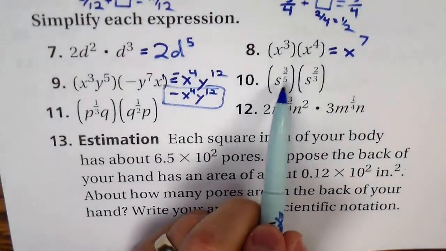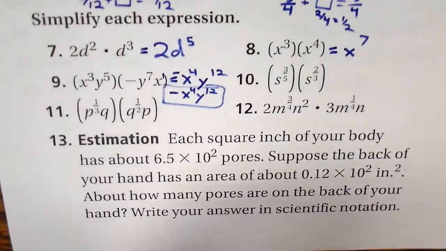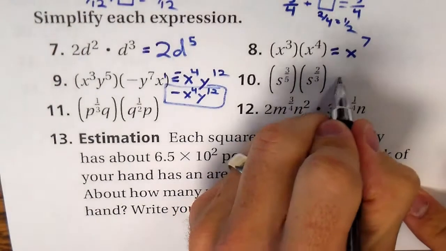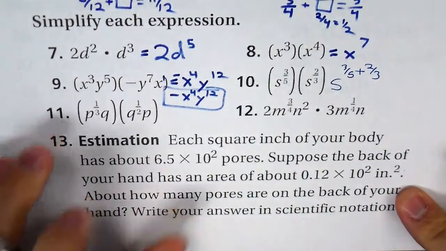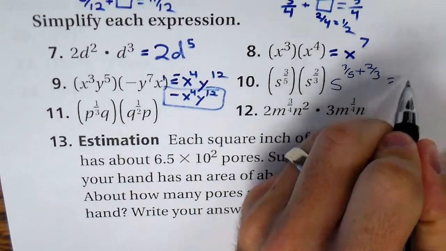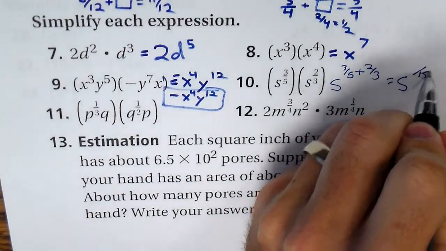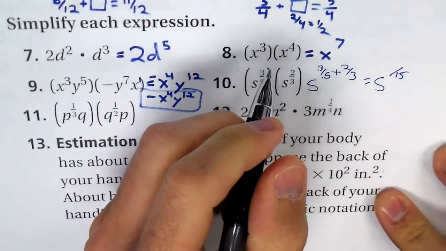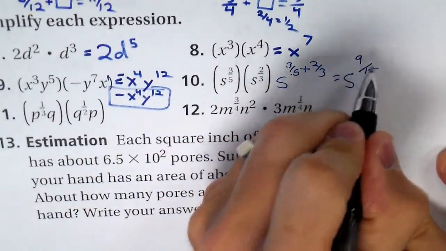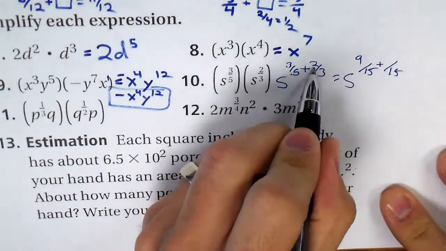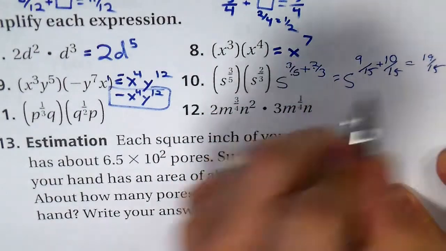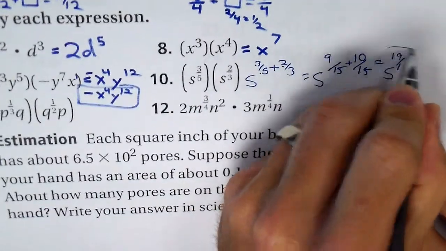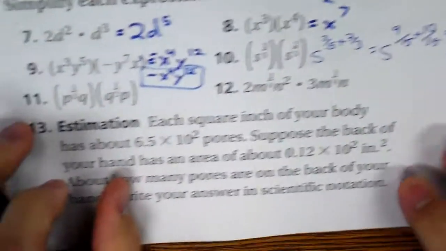Number 10, we have s to the 3/5 and s to the 2/3. I'm going to have to add. So I'm going to do s to the 3/5 plus 2/3. I want them to have common denominators, so they're going to have a denominator of 15. So I'm going to multiply the top and the bottom by 3 here. That gives me 9. And then the top and the bottom by 5 on this fraction, that gives me 10. So I have 19/15. So my answer is s to the 19/15.